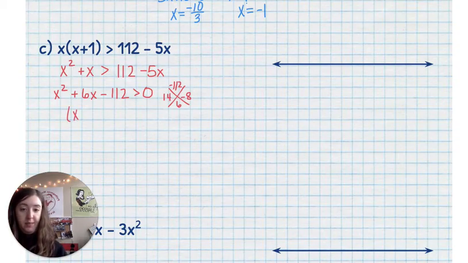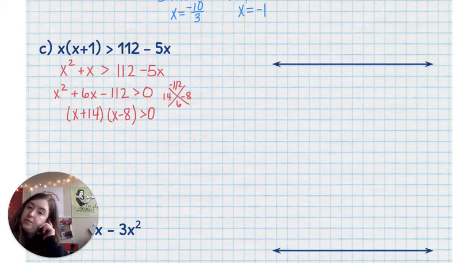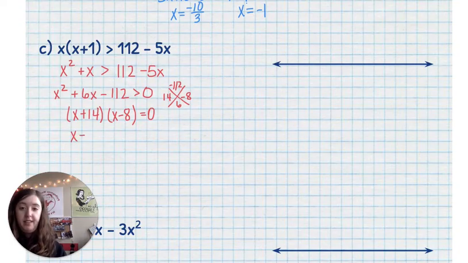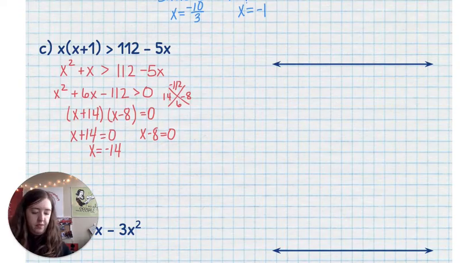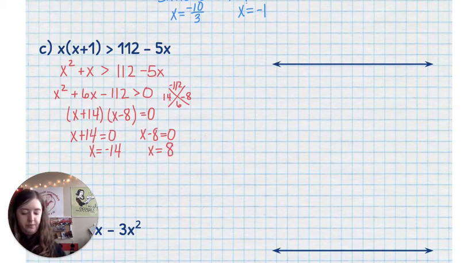So we know this is going to be, not x squared, x plus 14, x minus 8. Ooh, I should probably put an equal sign there, so that way I can use the zero product property. So we'll set each of those equal to 0. X plus 14 equals 0, so x equals negative 14. X minus 8 equals 0, so x equals positive 8. So we'll put those on our number line, negative 14, positive 8.